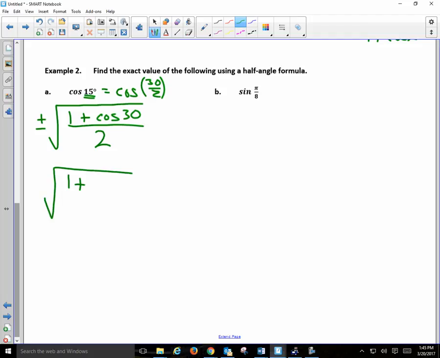Who knows the exact value for cosine of 30? 5/6 is the radian measurement. What's the exact value of cosine of 30? Root of 3 over 2. If you didn't know that, that was on your final exam. You had to make the 30-degree angle, find that location, root of 3 over 2, and 1/2. Cosine is the x value, so we have the root of 3 divided by 2, and that's all over 2.